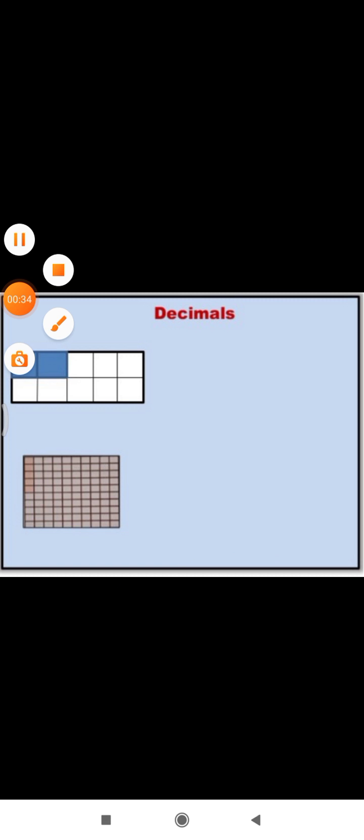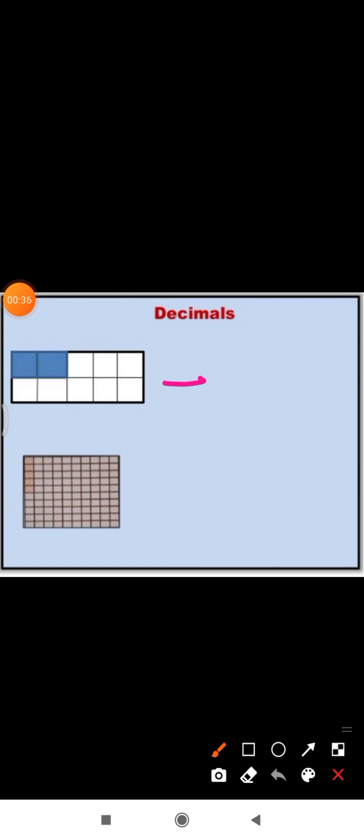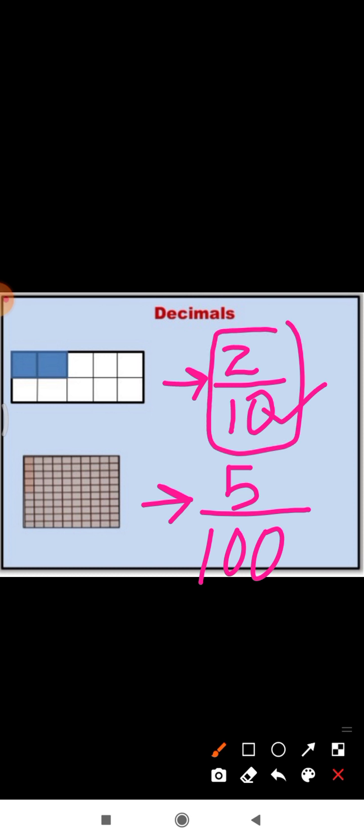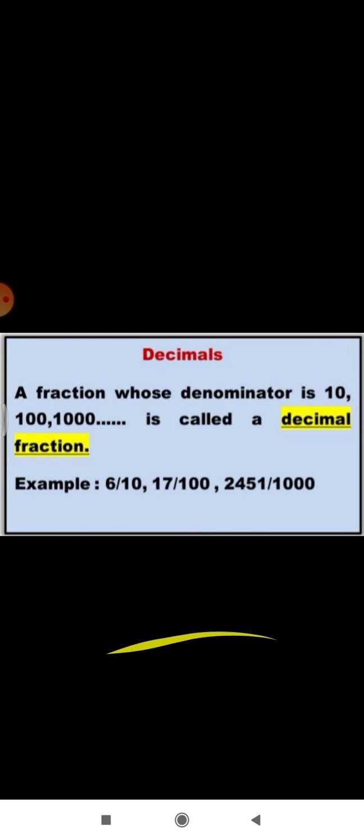Consider the fraction bars here. In the first one, 2 parts out of 10 are colored, and in the second example, 5 parts out of 100 are colored. Students, here the denominator is 10 and here the denominator is 100. We can have many more examples in which the denominator is tens, hundreds and thousands.